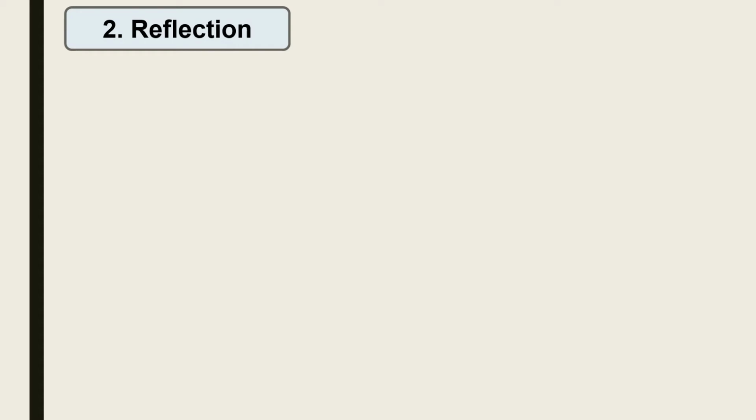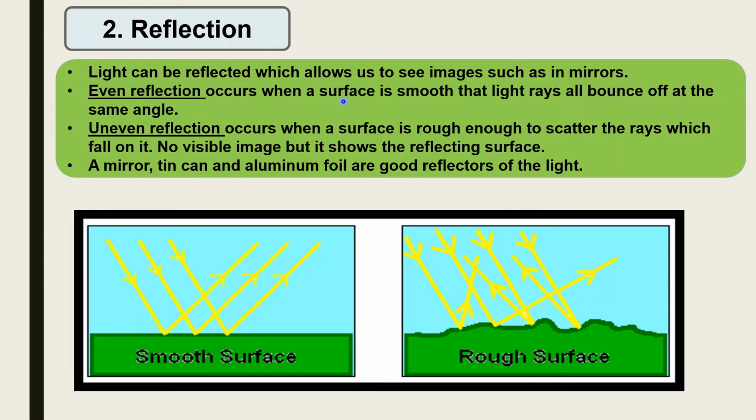The next property is reflection. Light can be reflected, which allows us to see an image such as in a mirror. There are two kinds of reflection: even reflection and uneven reflection. Even reflection is just like this. On a smooth surface, it bounces the light so that we can see a reflection clearly.